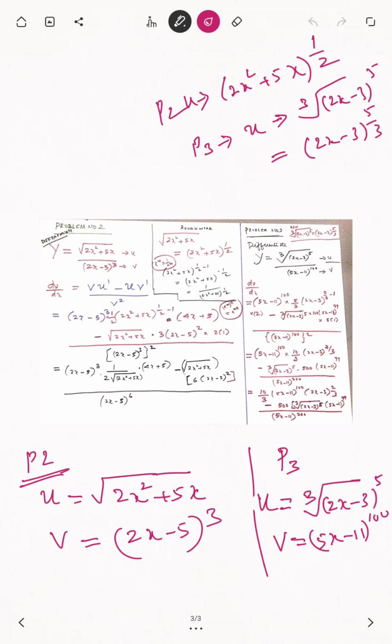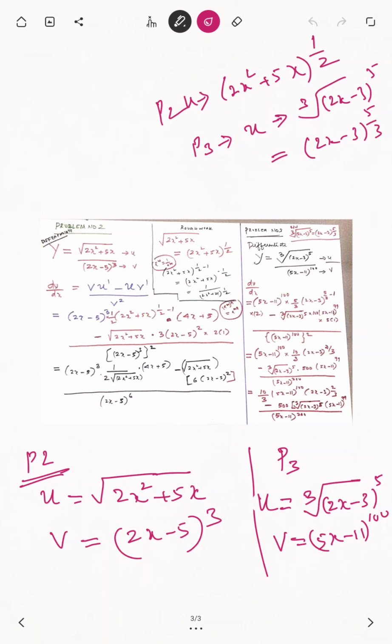If you want to differentiate an algebraic function, what is the rule? First you have to see the quotient rule: vu dash minus uv dash by v square. What is our u? u is the square root of 2x square plus 5x. What is v? v is 2x minus 5 whole cube. Now the formula is telling vu dash minus uv dash. vu dash means what? v, don't disturb v. v is 2x minus 5 cube.